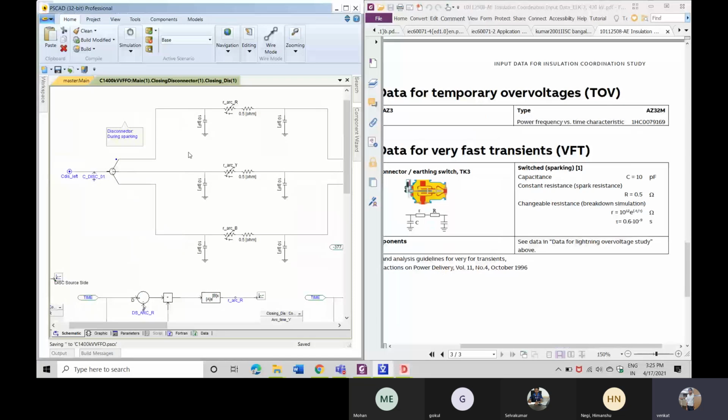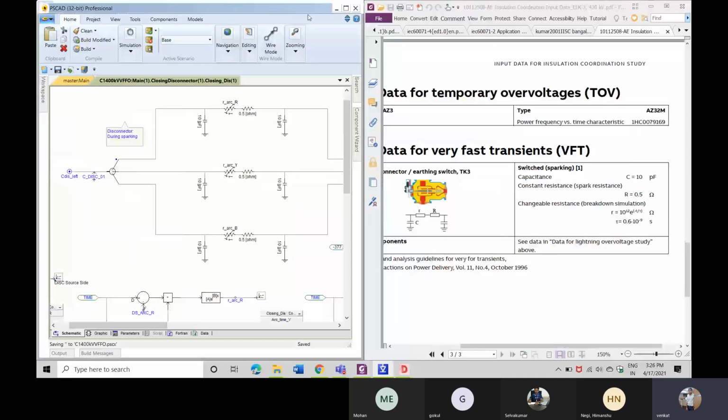But what generally happens during a disconnector closing is that we have a huge resistance before the disconnector starts closing. In order to model that huge resistance, that resistance will be decreasing as the disconnector comes closer and closer to the other side of the contact. For that, we have modeled that part as an exponentially decaying resistance, to be more specific.